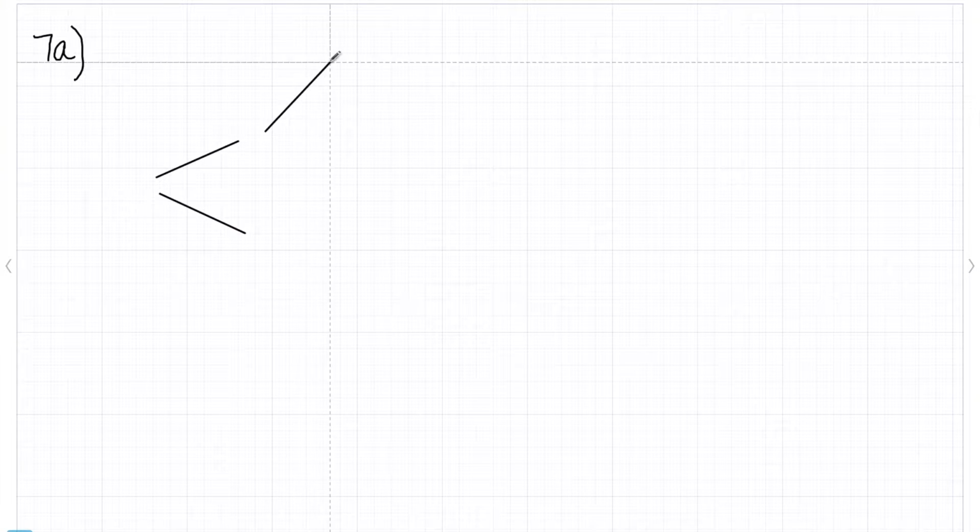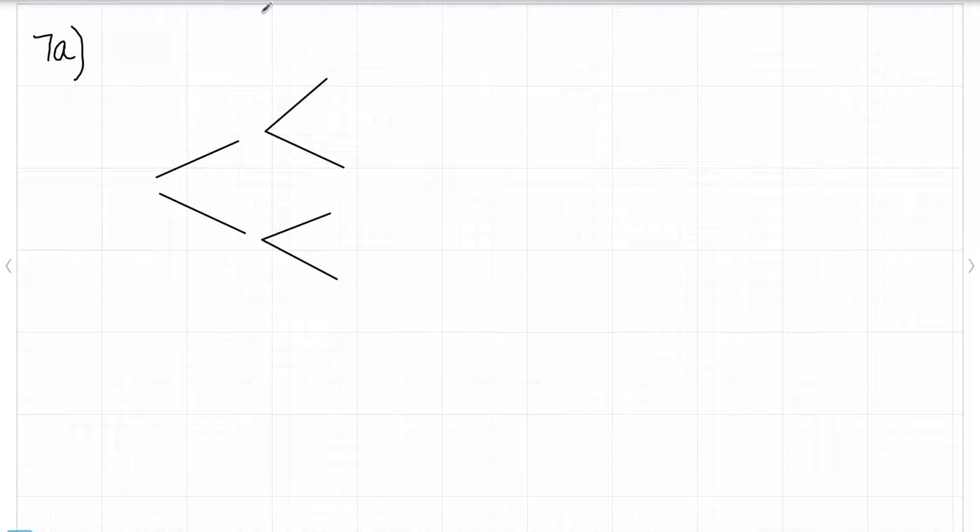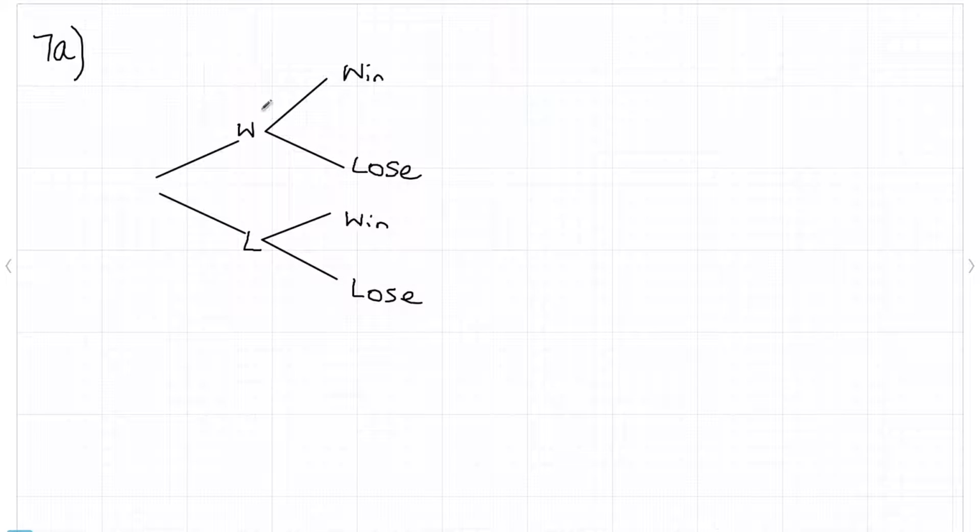Okay, so question 7a. This is a probability tree, and we've got to fill in the gaps. So I'm writing in black the probabilities that were given. For a win for a snooker game, the probability was P in both games, so you've got 2 games played. So probability of losing is 1 minus P.